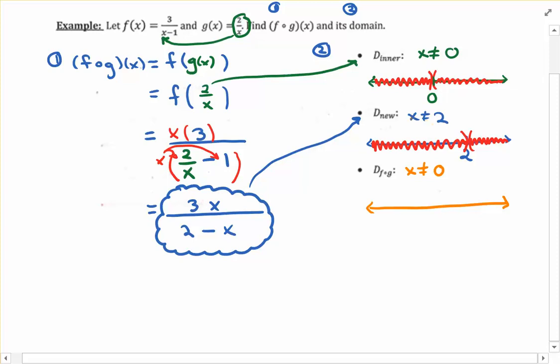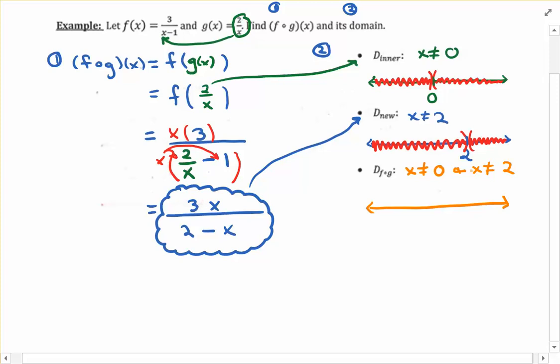But in terms of the resulting composition function, or the simplified version of it, we also don't want x to be 2. So that still needs to be satisfied as well. So there are 2 conditions that need to be satisfied, and those would be x cannot equal 0 and x cannot equal 2. And these are actually the conditions that will be the official conditions for the composition function.